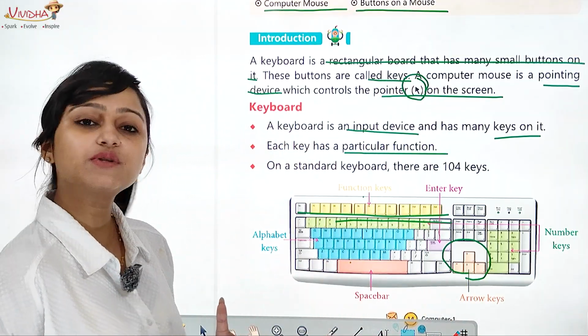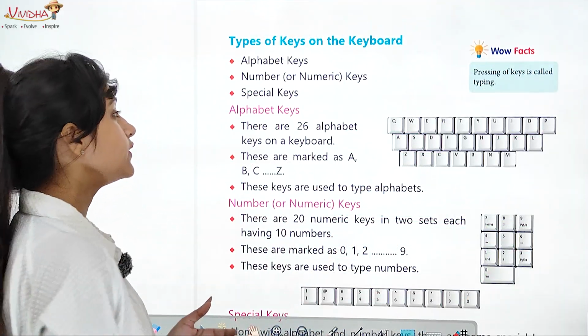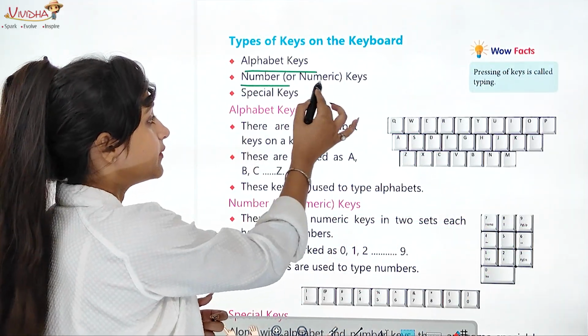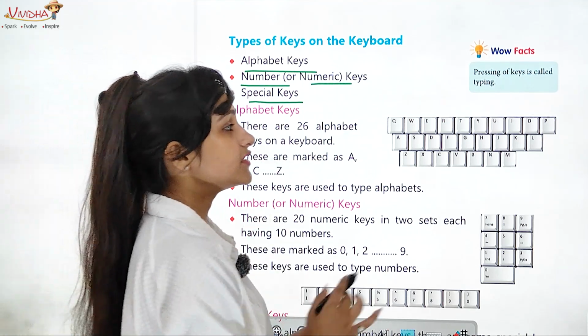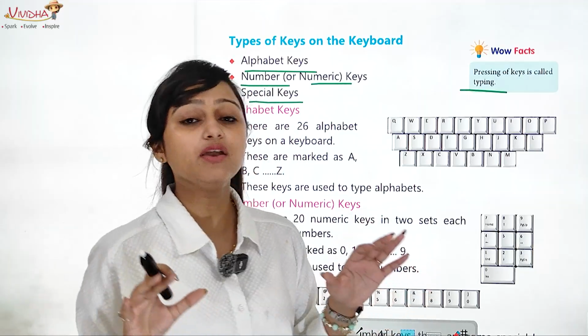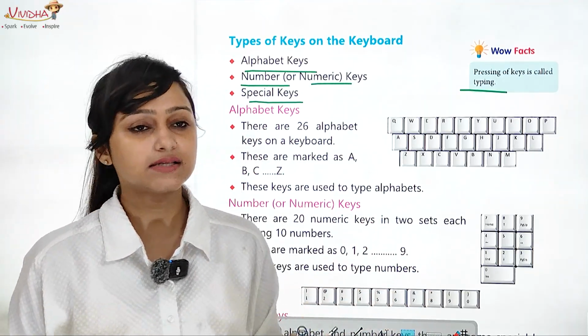So now let's move to the next page. Here are the types of keys on the keyboard. On keyboard there are alphabet keys, number or numeric keys, and special keys. Pressing of keys is called typing. When you press the keys, when you write any word, that is known as typing.